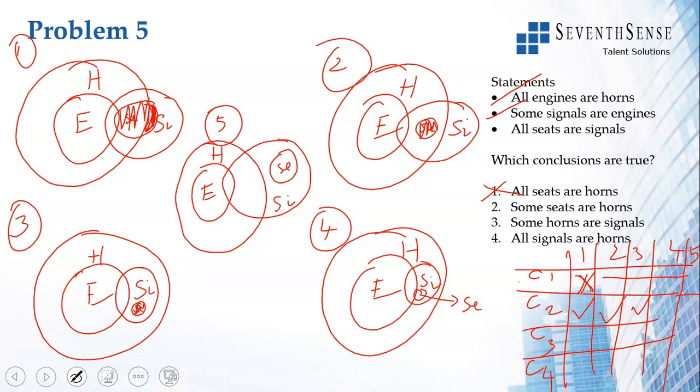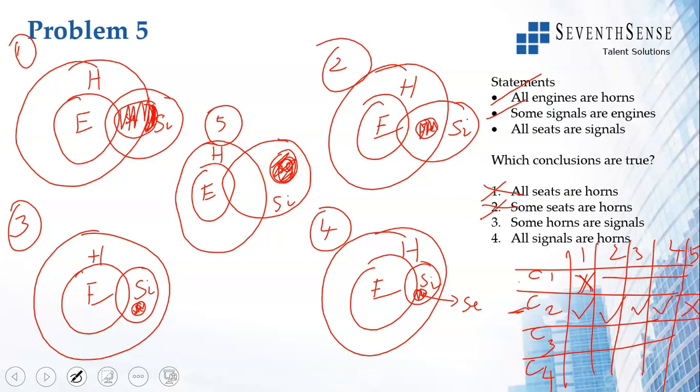Let's look at the 4th one. Some seats are horns, which is also true. But here, some seats are not horns. No seat is a horn. Here it is false. Some seats are not horns in this diagram, diagram 5. Because of this, conclusion 2 is also not valid.